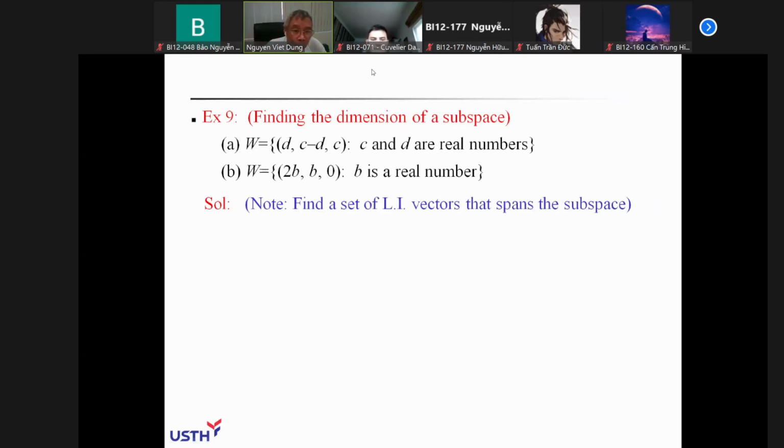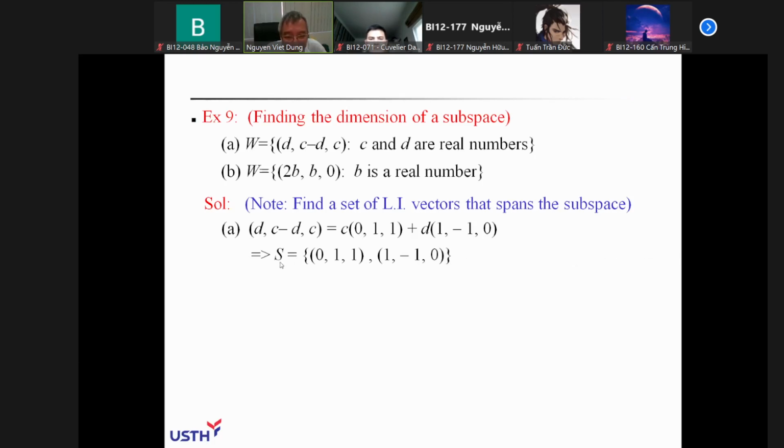So how to do it? In order to find the dimension, you need to find a set of linearly independent vectors, and that set must generate the subspace. So that example is very easy to deal with. I write it here for you to see. The first one, we write W to be that thing. You see, it is a linear combination of two vectors. So if we take the two vectors here and there and put them in the set S, it is very easy for you to see that S is linearly independent. And because of that, S obviously spans the subset W. So S is a basis for W. And the number of elements inside S is 2. So the dimension is 2.